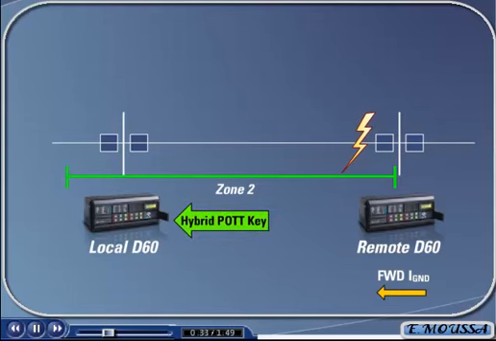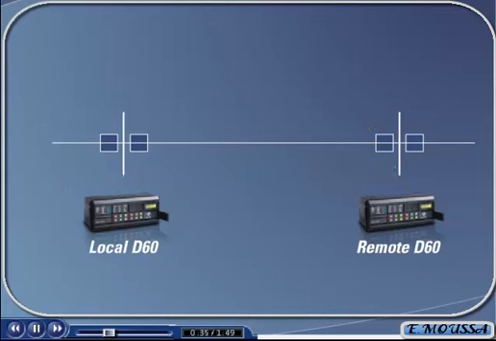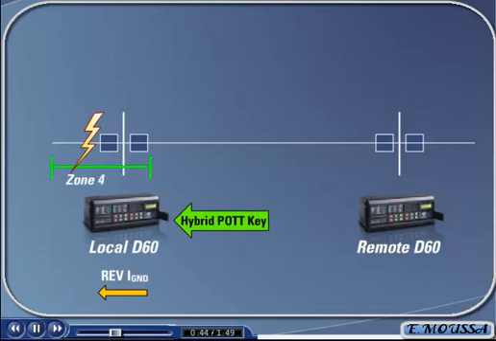The local distance relay also tries to detect reverse ground current or a Zone 4 fault. If either reverse ground current or a fault is picked up in Zone 4, the hybrid POTT scheme is blocked from tripping, resulting in additional security.